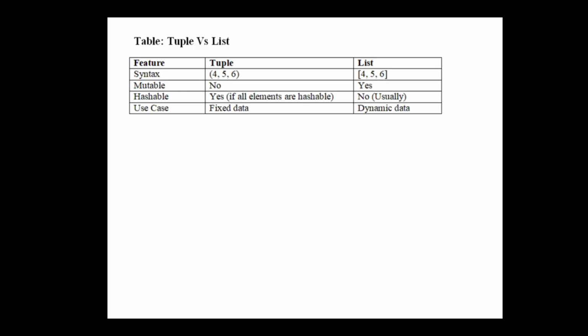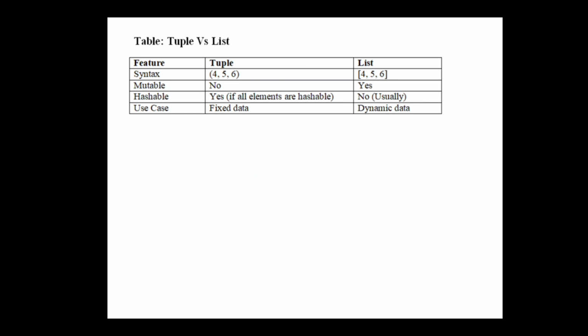This is tuple versus list comparison. Features is syntax. Tuple you will put under first bracket 4, 5, 6. List under third bracket 4, 5, 6. Mutable, tuple is not, no. List is yes. Hashable, tuple is yes if all elements are hashable. List is no usually. Now what do you mean by hashable?